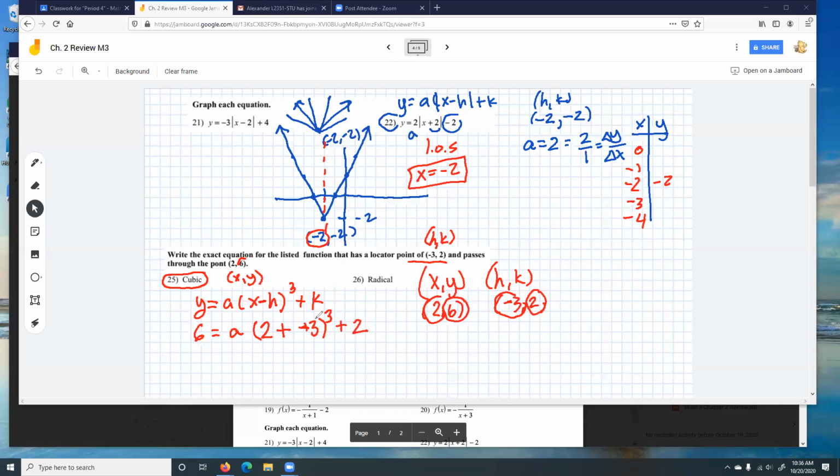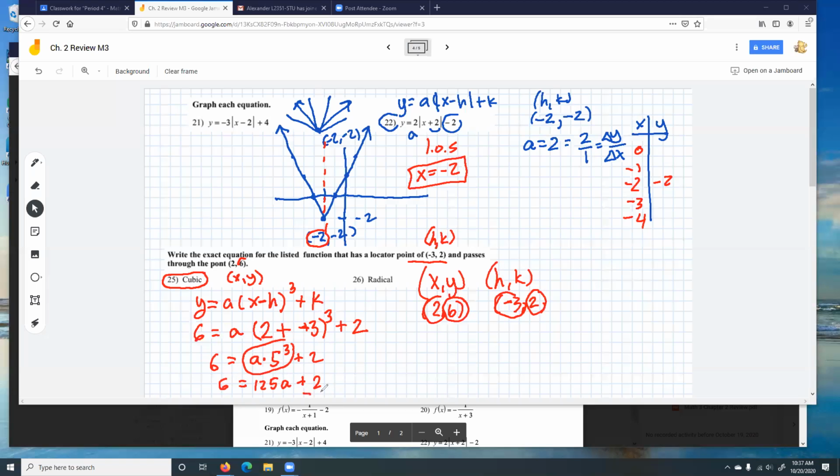Okay, now we do order of operations. Well, you got to do parentheses and exponents first. So 2 plus 3 is 5 cubed times A. Do that first, and you do not add the 2 to the 5 cubed, okay? That does not get added. So you do this together. 5 times 5 times 5 is 125A plus 2 equals 6, okay?